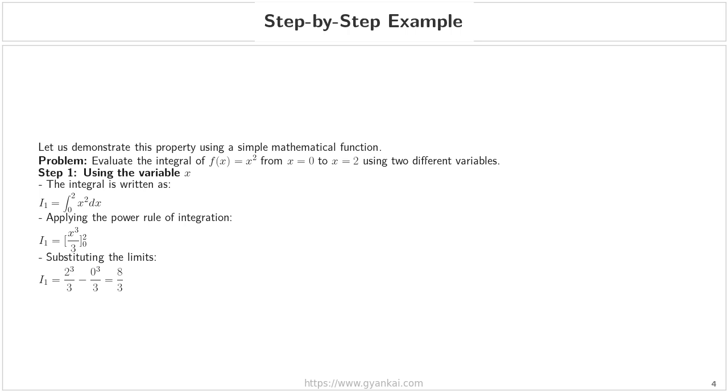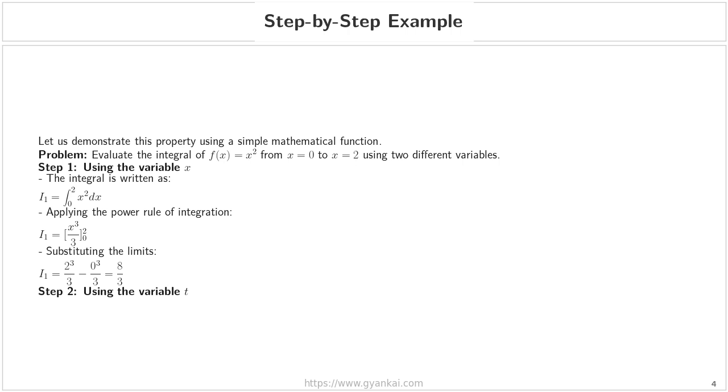Substituting the limits means we calculate the value of the antiderivative at the upper limit, x equals 2, and subtract the value of the antiderivative at the lower limit, x equals 0. So we have 2 cubed over 3 minus 0 cubed over 3. 2 cubed is 8, so that's 8 thirds minus 0 thirds, which equals 8 thirds. Therefore, I sub 1, which represents the integral using x, is equal to 8 thirds.